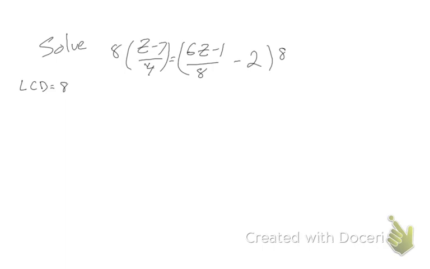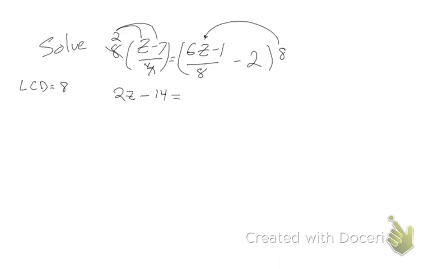On the left-hand side, 4 will go into 8 evenly, it goes in twice, and then that 2 gets distributed to both terms of the numerator. I'll have 2 times z, and then negative 7 times 2 is minus 14. On the right-hand side, I'm going to be a little more careful, and I will show 2 steps.